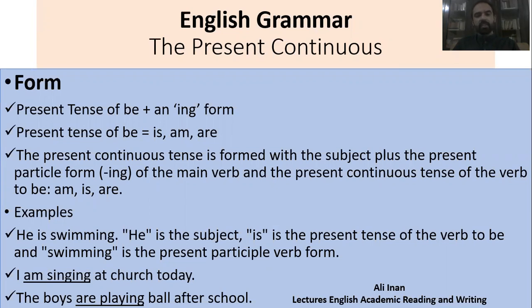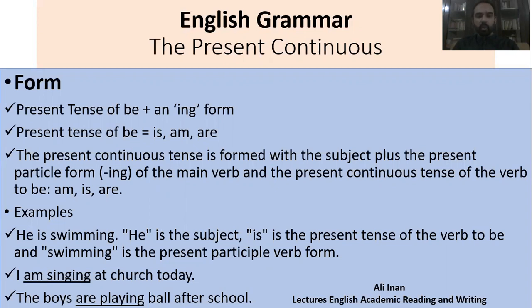The present continuous tense is formed with the subject plus the present participle form, that is ing, of the main verb, and the present continuous tense of the verb to be, that is am, is, and are. You can take a look at a few examples here. He is swimming. In this sentence, he is the subject, is is the present tense of the verb to be, and swimming is the present participle verb form of the main verb.